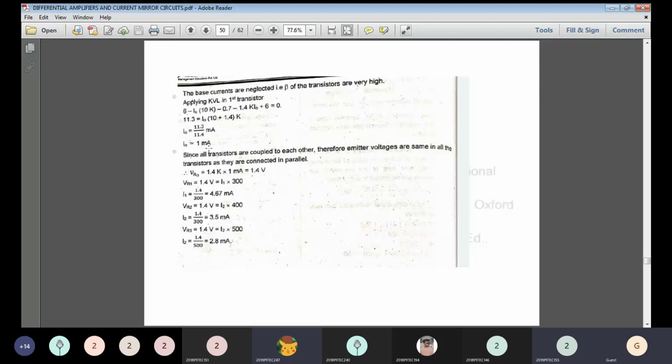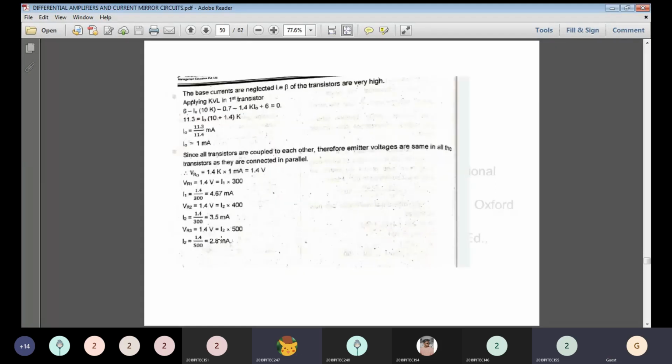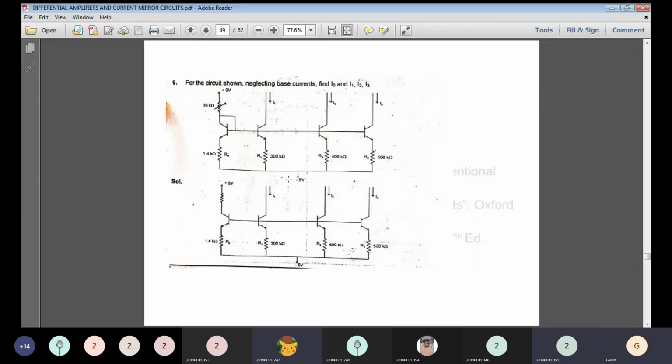Since all the transistors are coupled to each other, the emitter voltages are the same, as they are connected in parallel. See the diagram, all the transistors are connected in parallel and all the transistors are identical in nature. That is, all the transistors are coupled with each other. So what happened to your R0? Through the resistance 1.4K here, it is V equal to I into R.